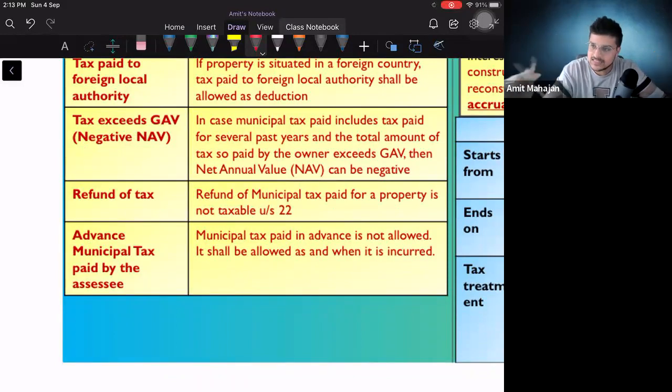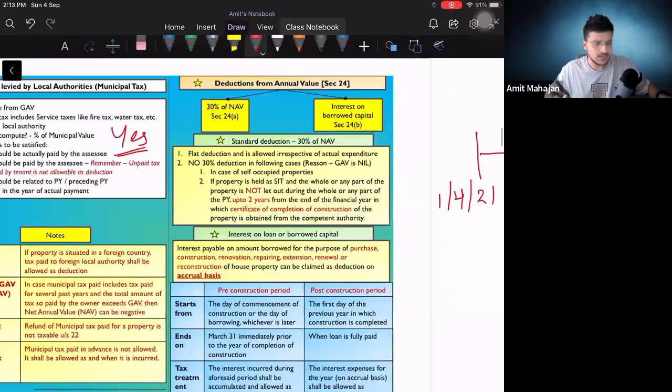नहीं चलेगा, नहीं चलेगा. I will get the deduction only in the current year for the current year's tax, even though I have paid for next 30 years. एकदम क्लियर? पक्का? ओके, अभी मैं 1 मिनट रुकता हूँ और I'll just take the doubts.